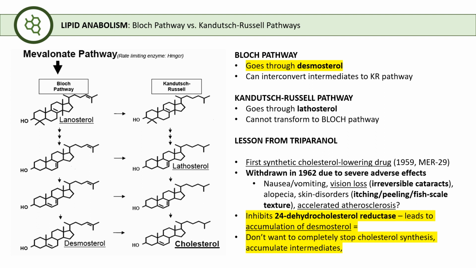An important drug and cautionary tale that was discovered but no longer used was called triparanol, that was able to prevent the transformation of any Bloch pathway intermediates into the KR path, thus preventing cholesterol formation entirely. It was thought initially this was a good idea. The drug was later withdrawn in 1962 because of irreversible cataract formation, skin disorders including fish scale texture, itching, and peeling, and in fact a higher atherosclerotic cardiovascular disease risk, which was the consequence of high accumulation of desmosterol in the blood. As it turns out, completely shutting down this pathway is a bad idea.